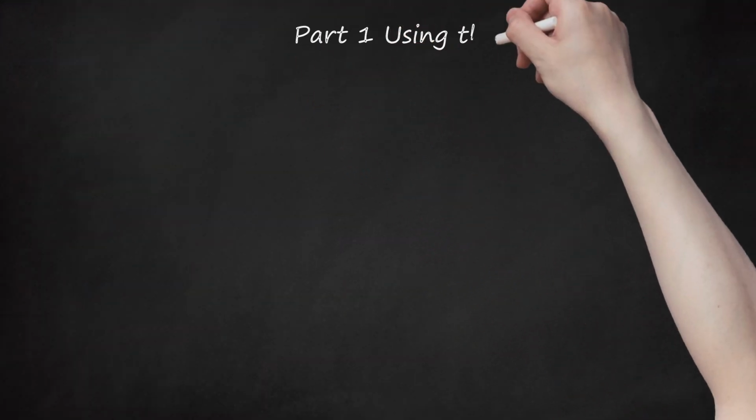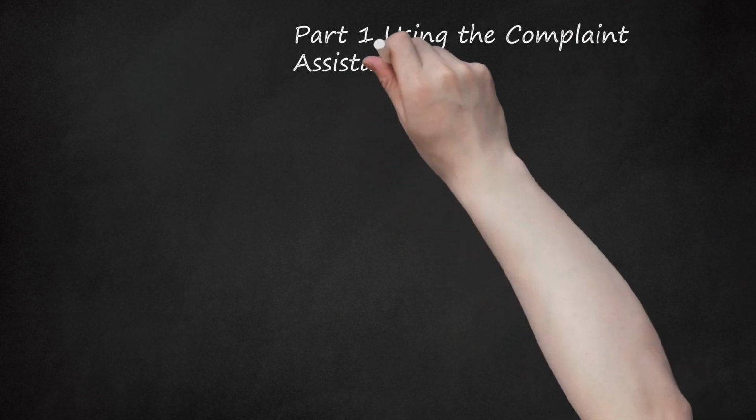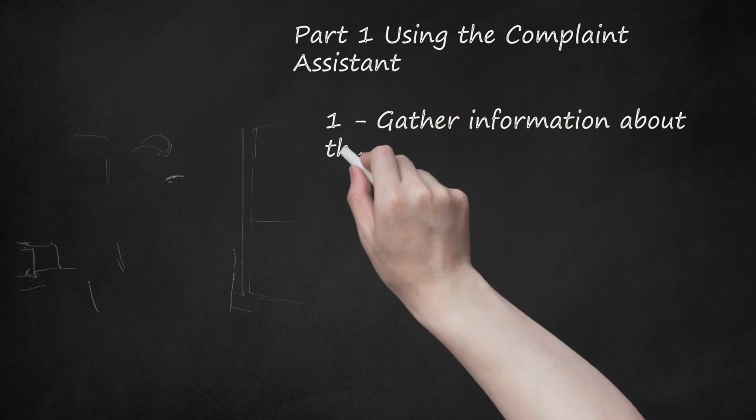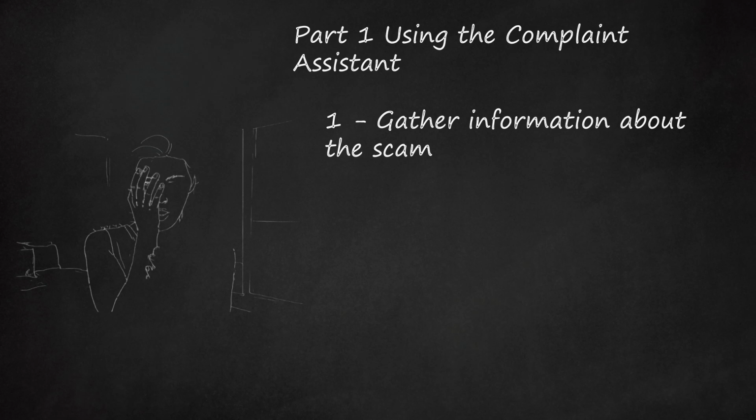Part 1. Using the Complaint Assistant. 1. Gather information about the scam. You must provide the who, what, where, and when of the scam so that the FTC can investigate. Find this information before using the Complaint Assistant.